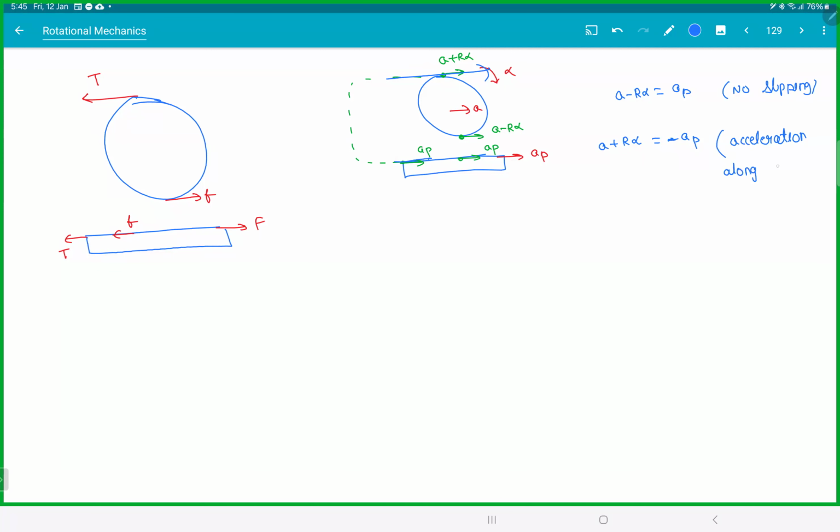So there are two constraints here. If I ask you this question now, this will be a proper mains level question. Find acceleration of cylinder. Now, if I add these two equations, you end up with 2A is equal to 0. Let's call this equation 1.